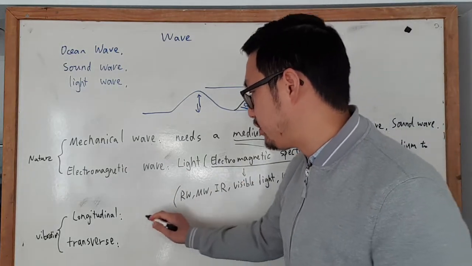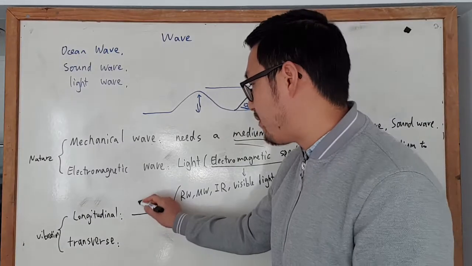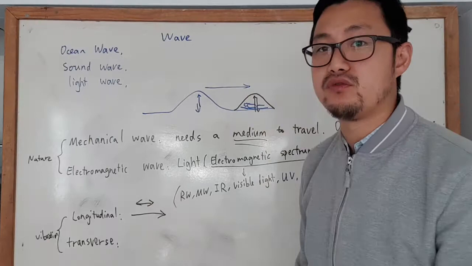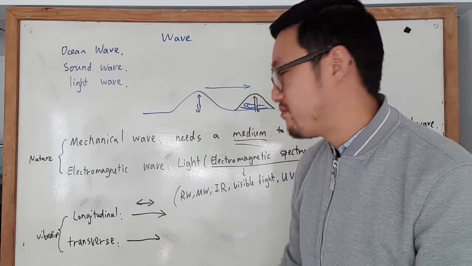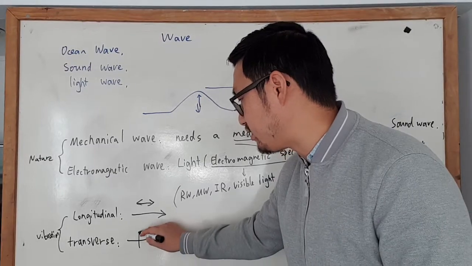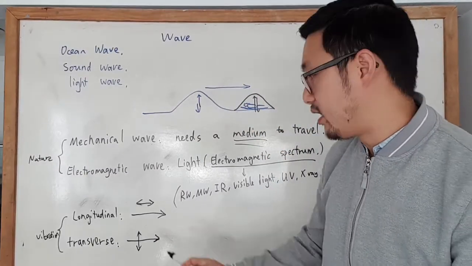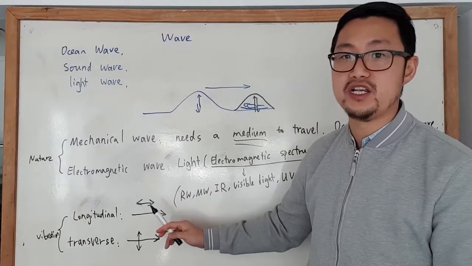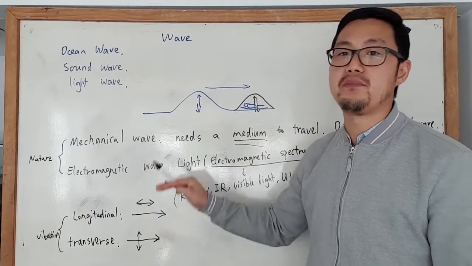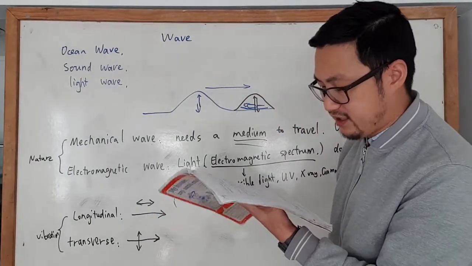So say longitudinal wave, if the wave is traveling this way, the vibration is vibrating left and right as well. And where transverse wave is traveling this way, the vibration is going to be 90 degrees. So it's going to be up and down like that. Okay, so you have to remember it's the direction of wave and direction of vibration, whether they're parallel or perpendicular.